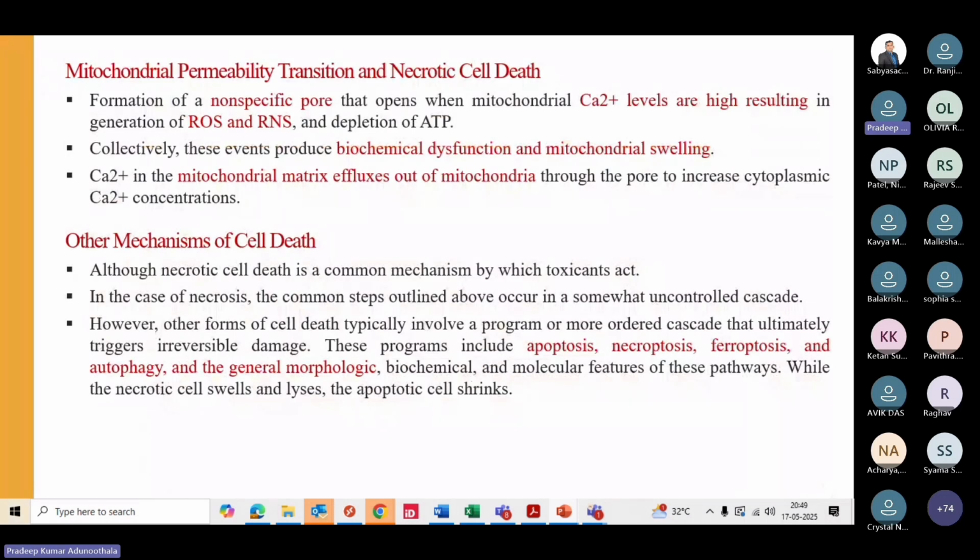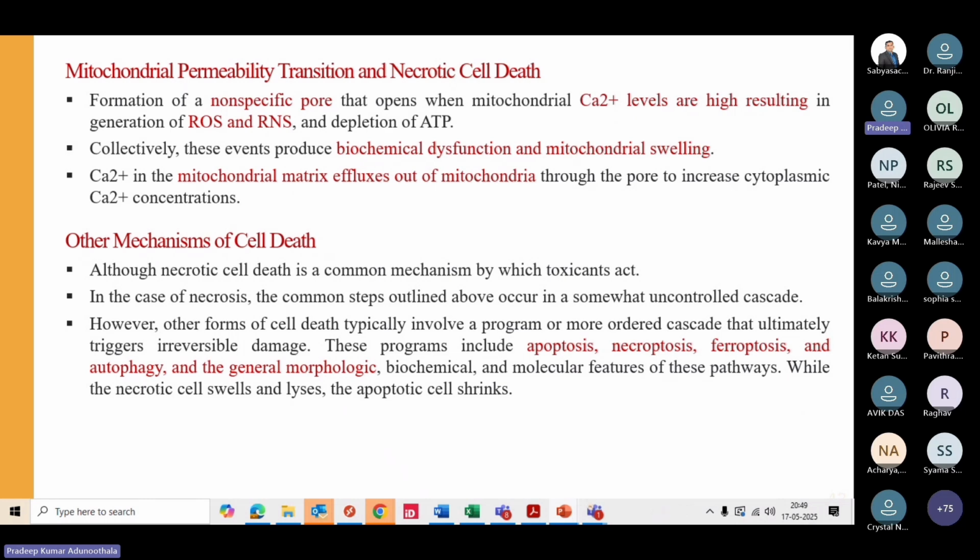Mitochondrial permeability transition and necrotic cell death. This is the formation of a non-specific pore that opens when mitochondrial calcium levels are high, resulting in generation of ROS and RNS and depletion of ATP. That leads to the depletion of the ATP, so that the cell undergoes necrosis and death, and finally it leads to death.